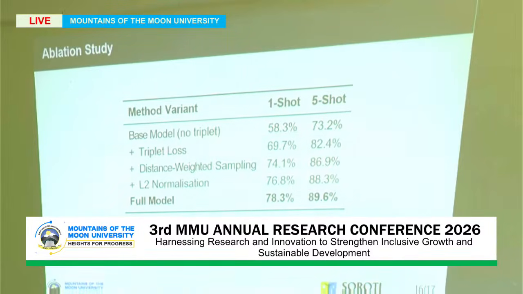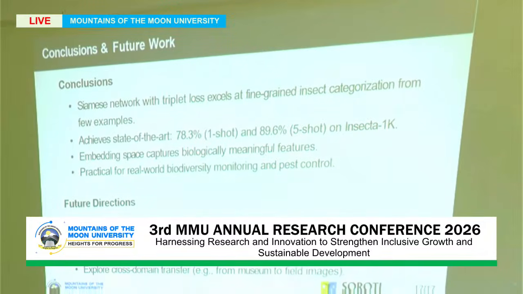So that is a very good scenario where we could adopt this kind of model for future deployment that will help us to categorize these insects. I would conclude by saying that Siamese networks with triplet loss excel at fine-grained insect categorization from few examples, and also achieve state-of-the-art performance when we specifically use our Insect1K dataset.